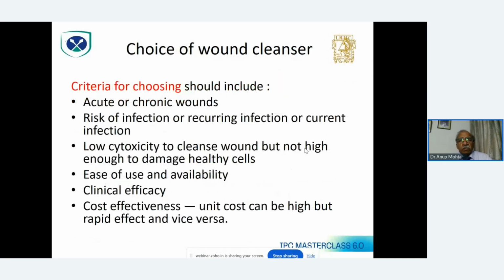How do we choose a wound cleanser? Now, we have to choose according to the type of the wound, whether we are doing it for an acute wound or a chronic wound. We have to assess the risk of infection, recurrent infection or current infection. It should have low cytotoxicity to clean the wound, but not high enough to damage the healthy cells. Ease of use and availability should be there. It should have proven clinical efficacy, and obviously it should be cost effective, right?